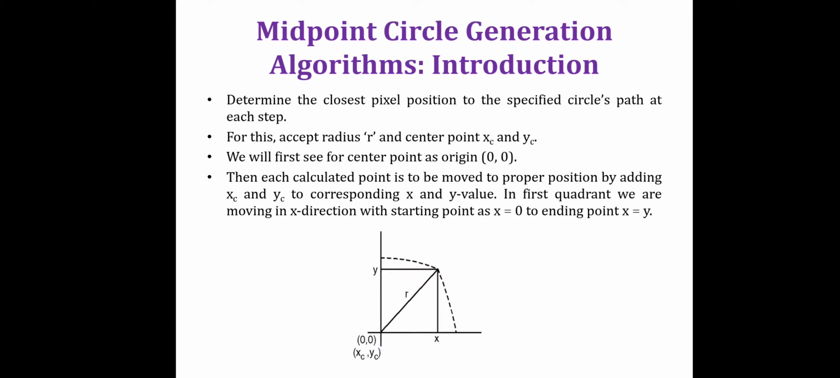Next we calculate the point that is moved to the proper position. How are we going to find that? We always add something to this xc and yc. So the corresponding x and y values will be added to xc comma yc, right? Here it is showing that x is 0 and x is equal to y.